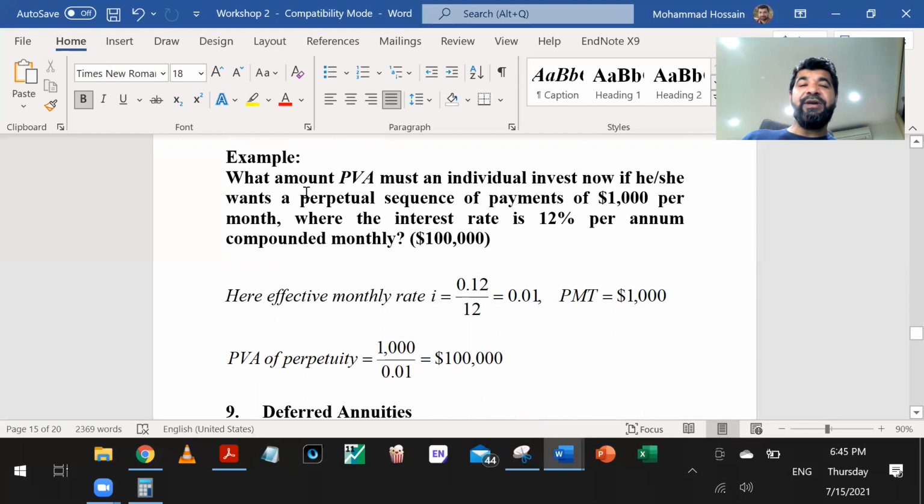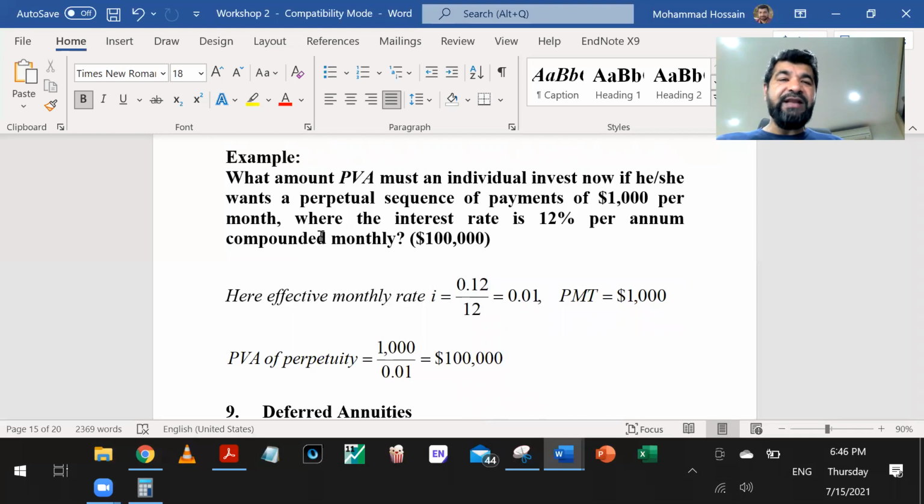What present value annuity must an individual invest now if he or she wants a perpetual sequence of payments of $1,000 per month? If not for them, then our elderly parents or grandparents, they actually want this because they don't know how long they're going to live and they want to see that every month they're receiving this much money. So that's the case where we actually use this type of thing.